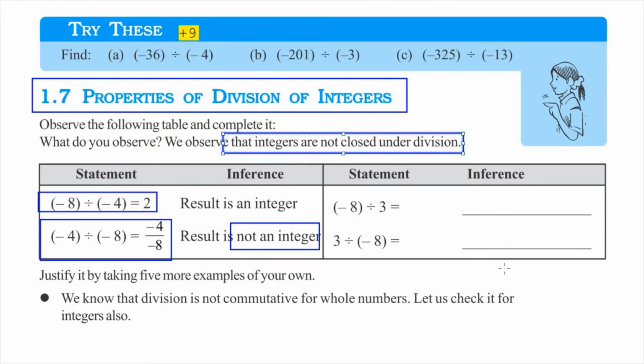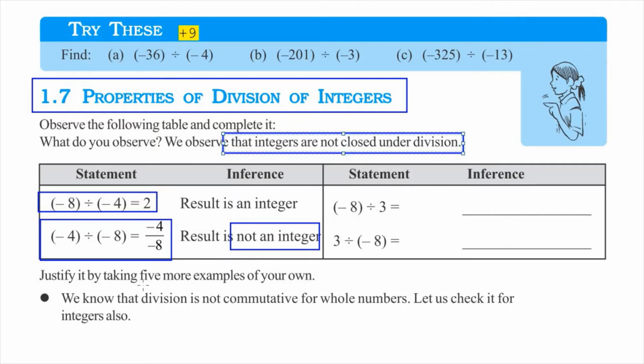Similarly, we have a couple of more examples here. Here we have minus 8 divided by 3. 3 is not a factor of 8. That means there is no integer with which you can multiply 3 to get 8. So this is going to become a fraction or a decimal. Okay. So similarly, so is 3 by minus 8. This is also not equal to an integer. So all these are just examples that support this evidence that integers are not closed under division. We can justify it by taking 5 more examples of your own.